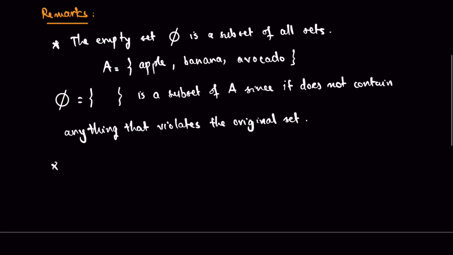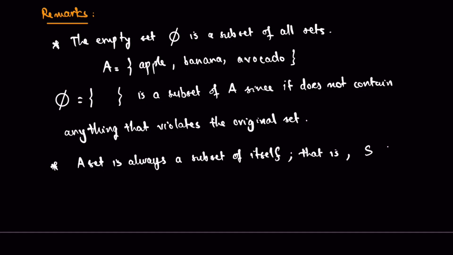The second remark I want to give is that a set is always a subset of itself. That is, S is a subset of S. Let's consider a list of all the days in the week, including Monday, Tuesday, Wednesday, Thursday, Friday, Saturday, and Sunday. The entire set of the days in the week is obviously a subset of itself.